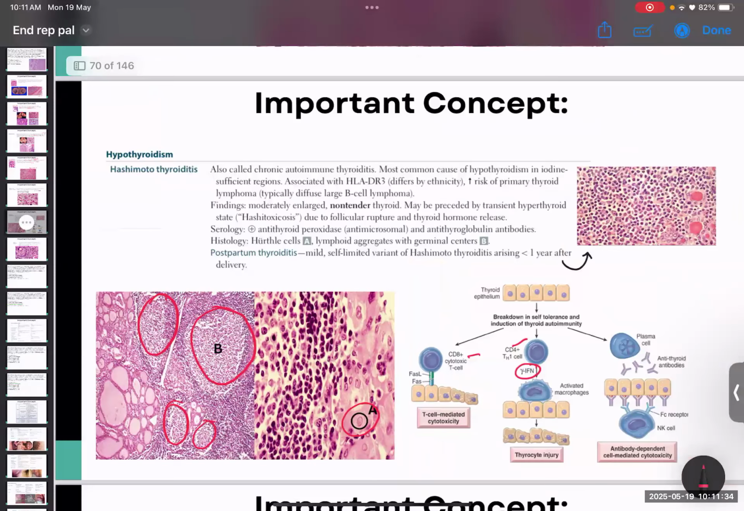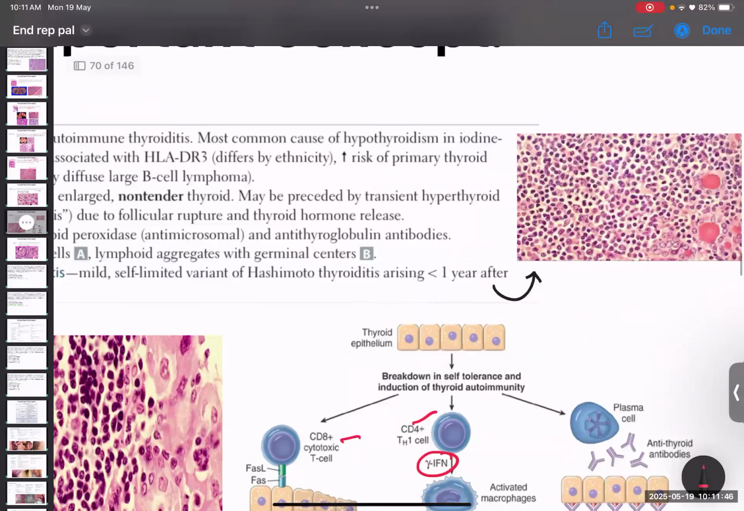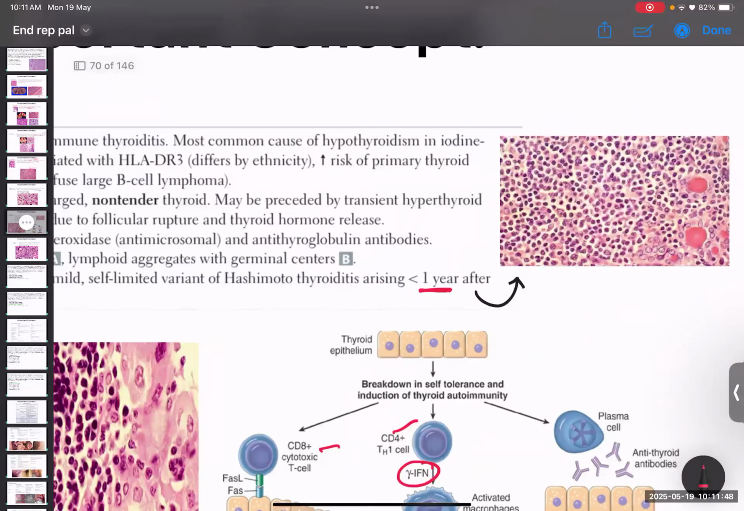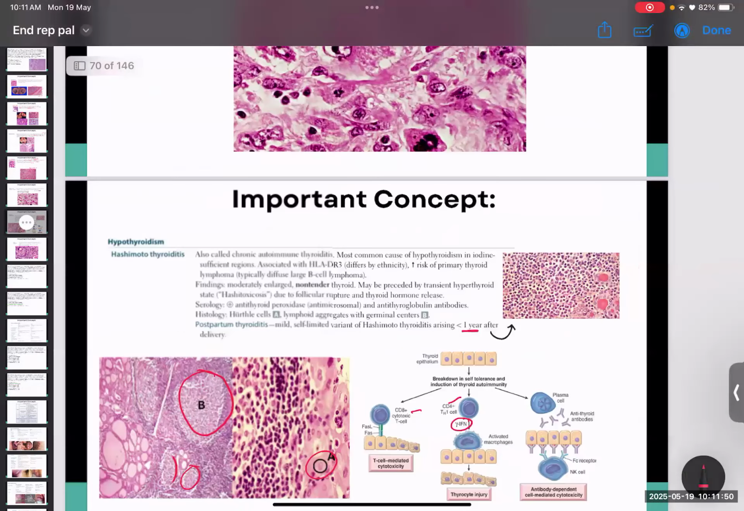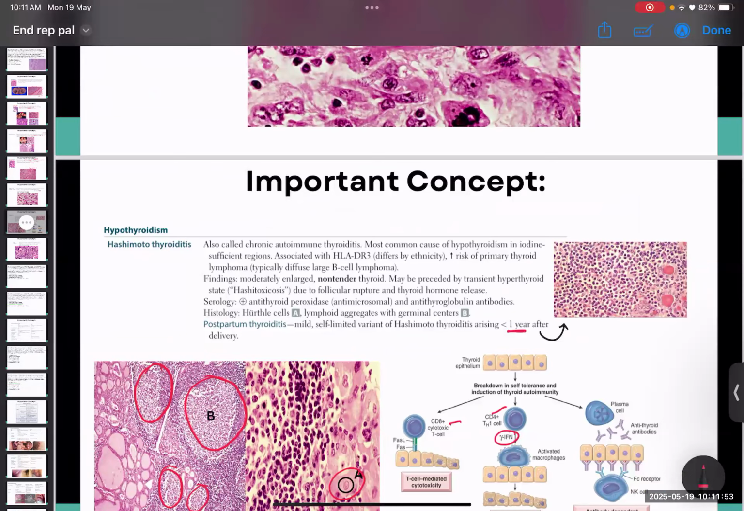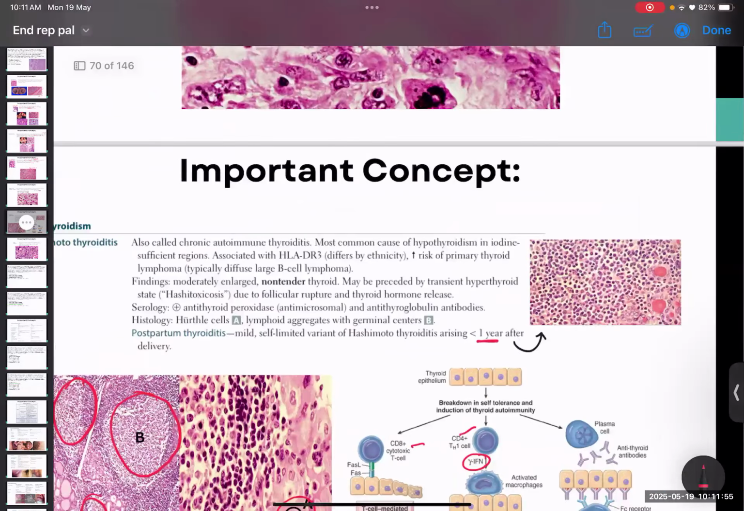A variant of Hashimoto's would be postpartum thyroiditis, but that's usually very mild and it is self-limiting. So patients can go back to their normal state of thyroid. And this usually happens less than 1 year after delivery. But in this case, you won't see germinal centers or Hürthle cells, rather you would just see lymphocytes.